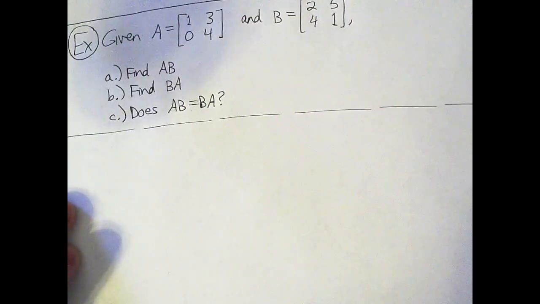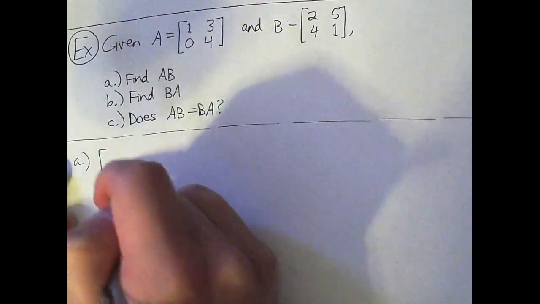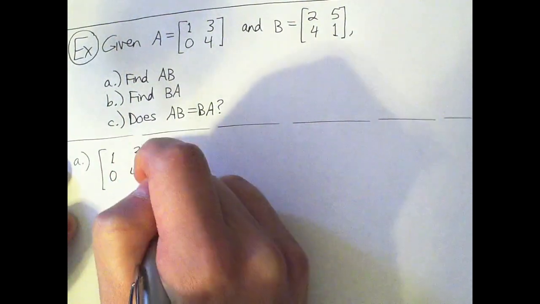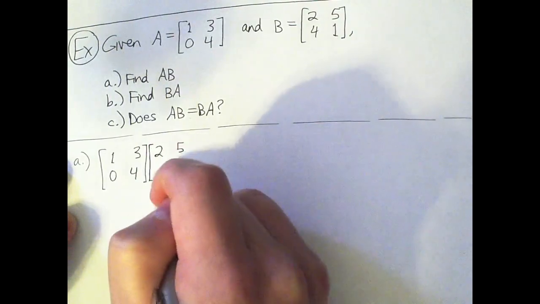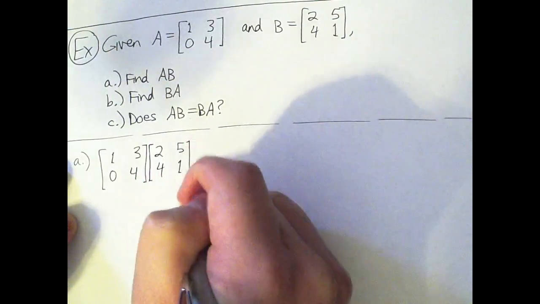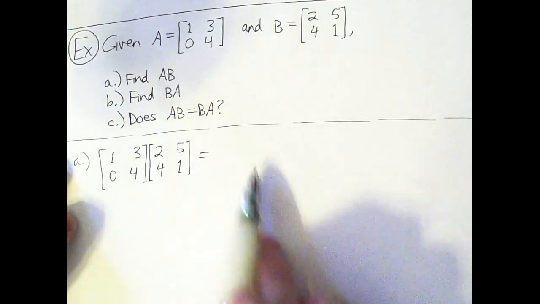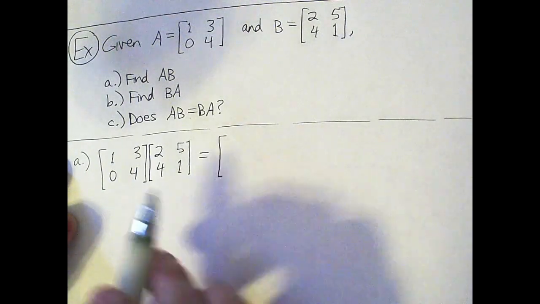Okay, let's move this up. So, part A, let's put the matrices side by side. I think that helps us line everything up. Everything here is 2 by 2, so everything is defined. And a 2 by 2 matrix times a 2 by 2 matrix is going to give us a 2 by 2 matrix. So we can do this kind of like the previous problem.